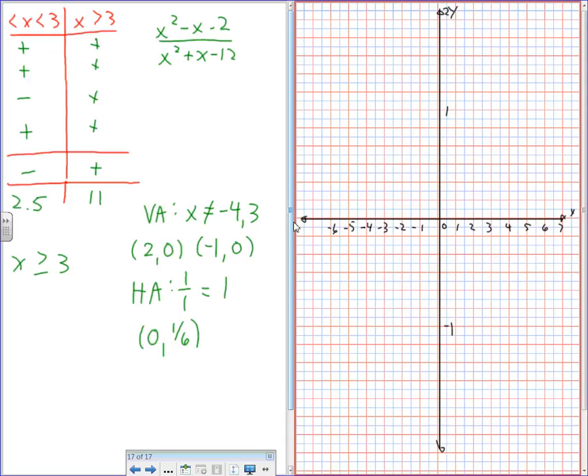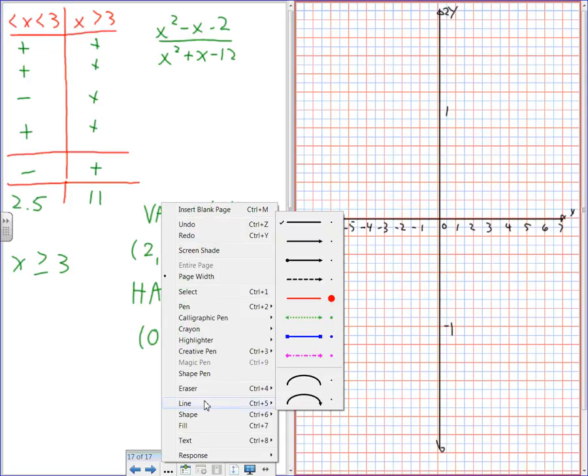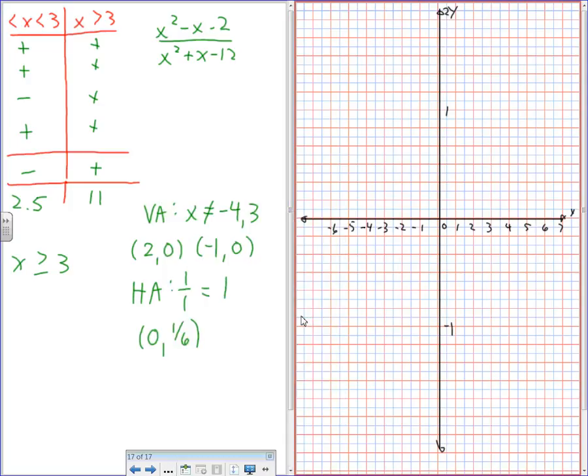All right, so let's go through how this graph's going to look. I have a horizontal asymptote right here. I have a vertical asymptote at -4, which is here, and 3, which is here. I have a y-intercept at (0, 1/6), which is right here. I have (2, 0) and (-1, 0).